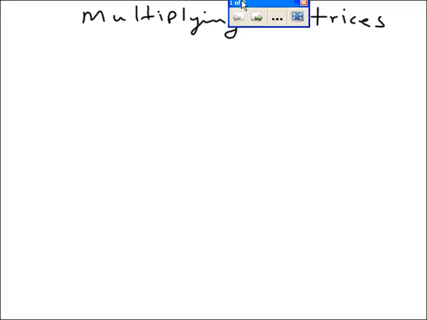We're going to talk about multiplying matrices. In fact, we're going to learn how to multiply matrices. Just like in addition and subtraction, you couldn't add or subtract different matrices if their sizes didn't allow it. For addition and subtraction, the sizes just had to be the same.